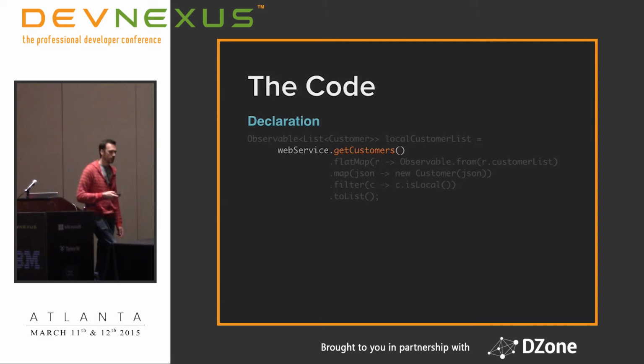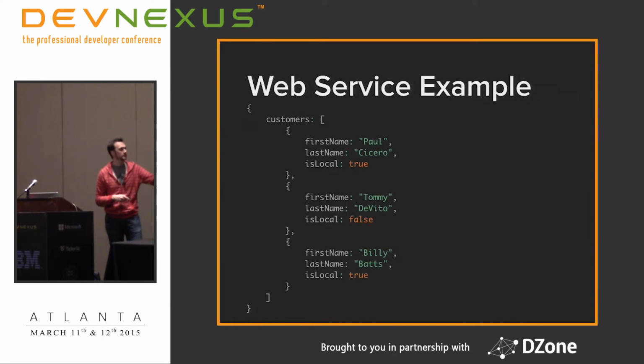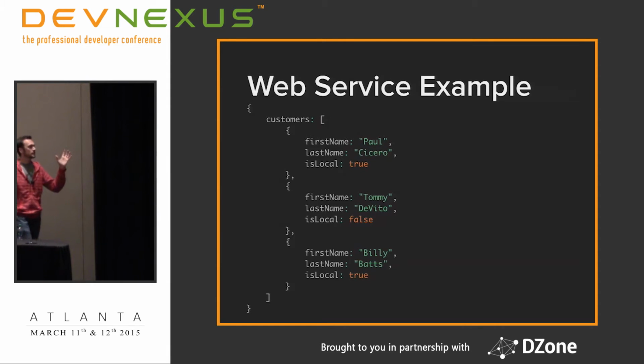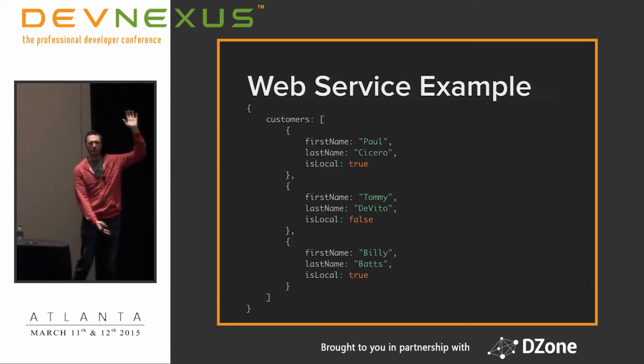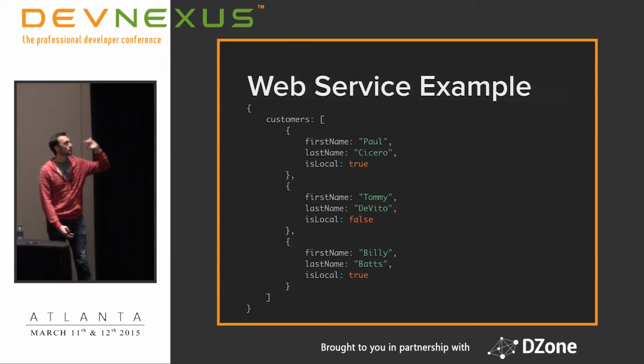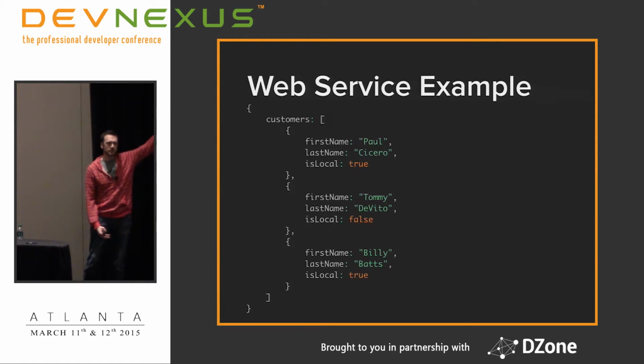So let's say we've created a web service class and a get customers method, and it will hit a web service and return some JSON. And say it looks like this. We end up with a JSON object that represents the response as a whole. But we actually want to get access inside of here to this collection of customers.